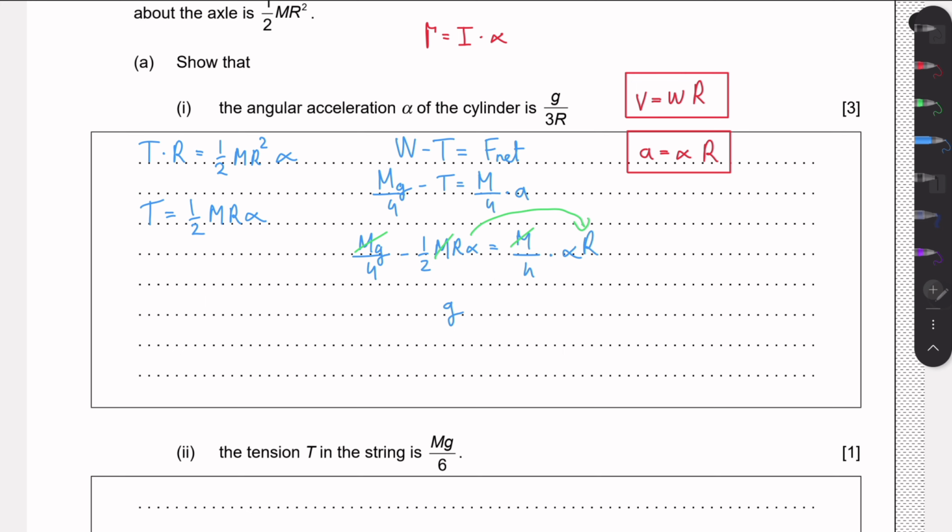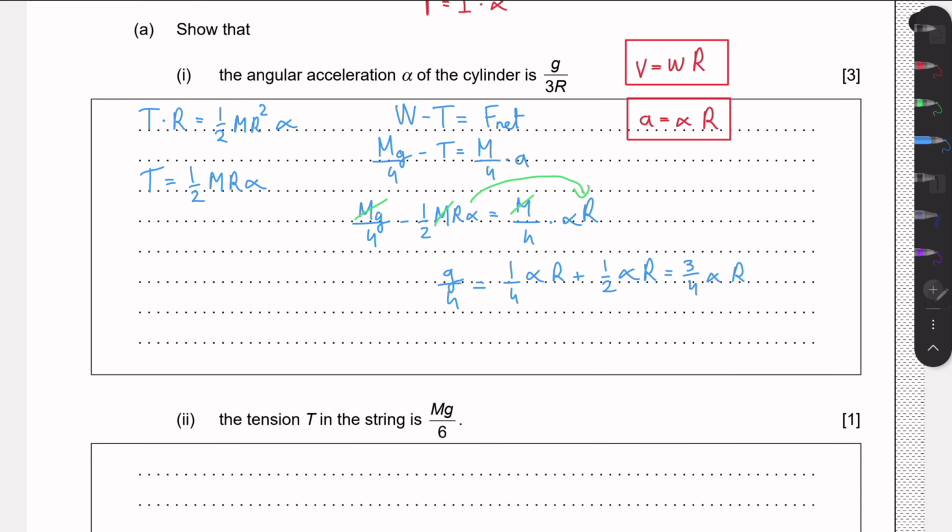Then we'll get that g over 4 is equal to 1 over 4 alpha r plus 1 over 2 alpha r. This is just going to be 3 over 4 alpha r. And then now we need to rearrange for alpha, so we can multiply by 4, divide by 3. So we'll find that this is 1 over 3 g over r, which is what we have to show.